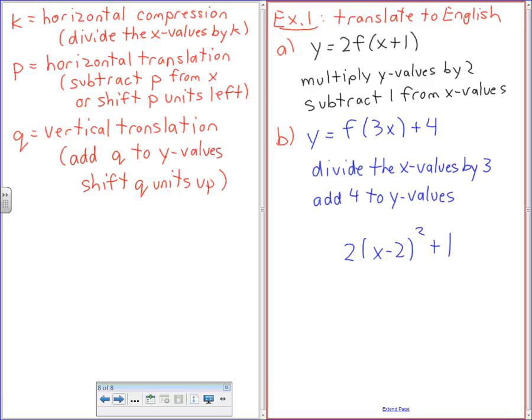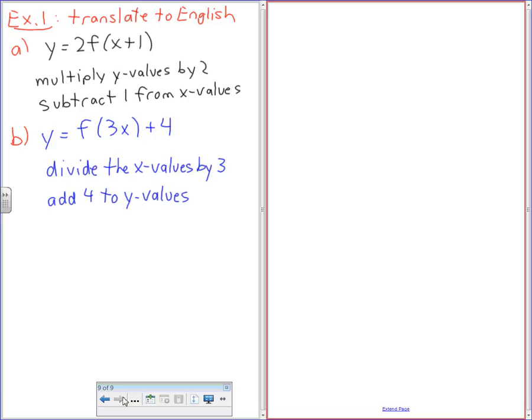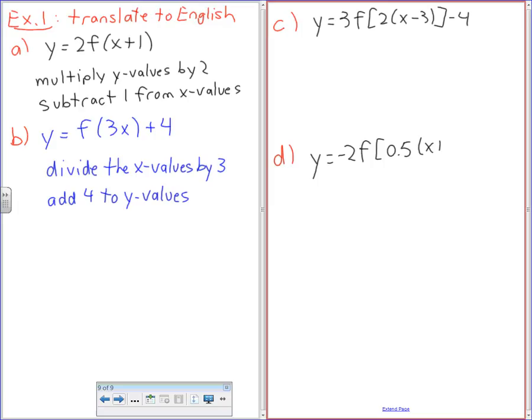All right, I want you guys to try C and D for me right now. I'm going to hit pause in the video, and then I'm going to ask for 8 volunteers to do any of them here. So letter C and letter D. The reason I'm taking a little bit of time to do this is that this is fundamental for these questions. I'm going to say y equals 3f of 2x minus 3 minus 4, and y equals negative 2f of 0.5x plus 1 plus 8. Now, if these look frightening, refer back to the previous page if you need to.